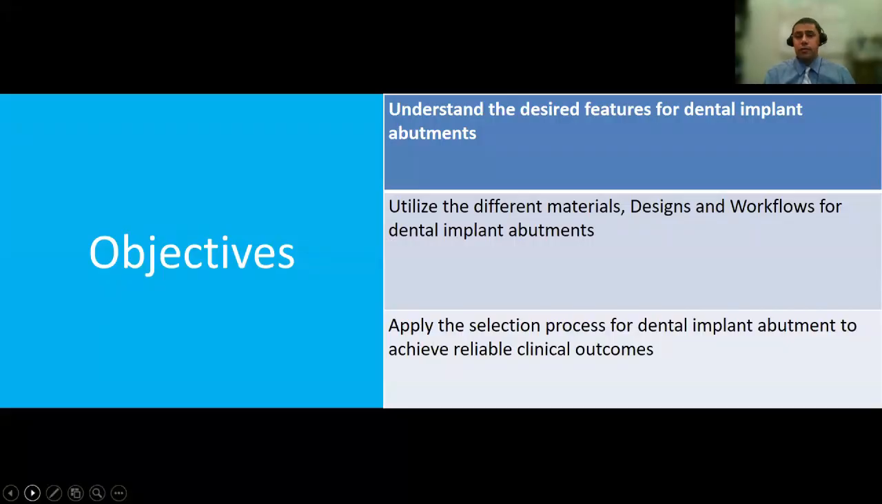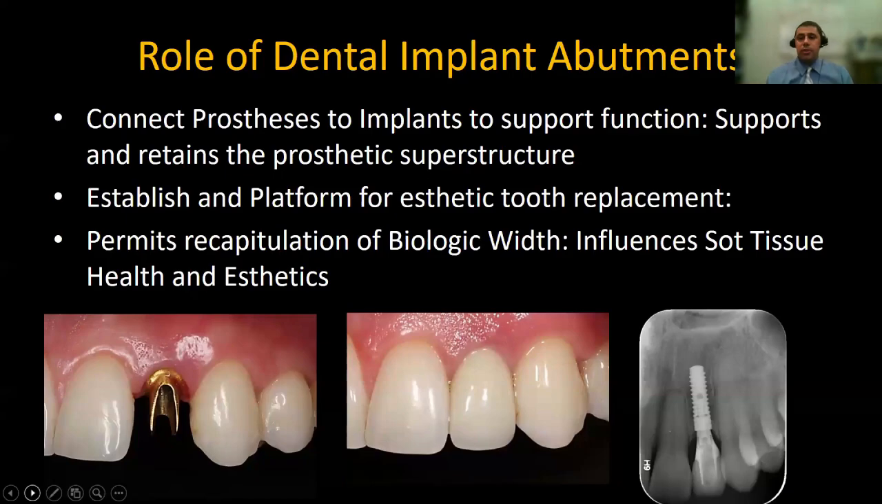As far as the objectives, today we will discuss prosthetic abutment design, trying to understand the desired features for dental abutments in general, and how we can utilize different materials, different designs, and different workflows for dental abutments in dental implant therapy, and then apply the selection process for dental abutments to achieve reliable clinical outcomes for our patients. The role of abutments in dental implants is extremely important.